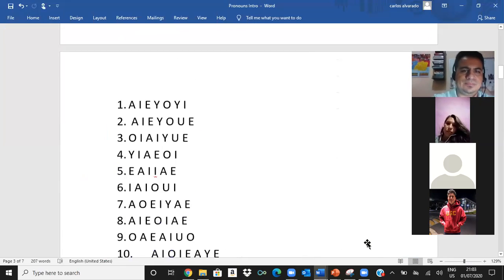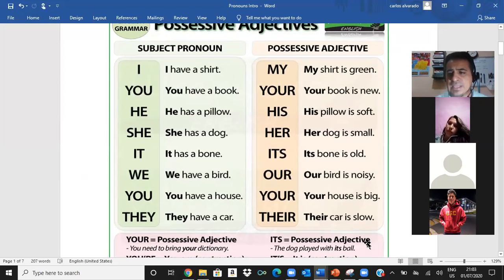los pronombres. Okay, so pronombres in English, the subjects, okay? When I want to talk about a person, pero no quiero usar el nombre de esa persona, okay? So I can use a subject pronoun. Repeat after me, okay? Ready? I. You. He. She. It. We. You. They. Very good. Okay. And then we also practice the possessive pronouns.